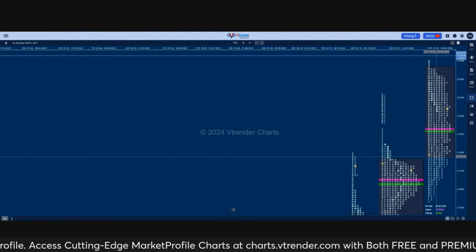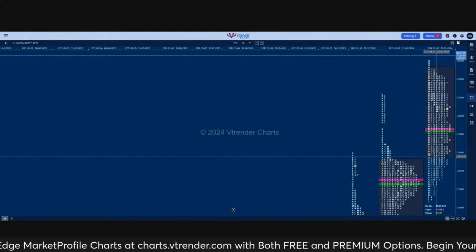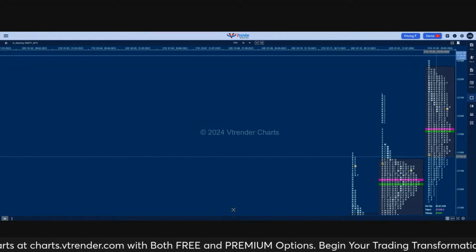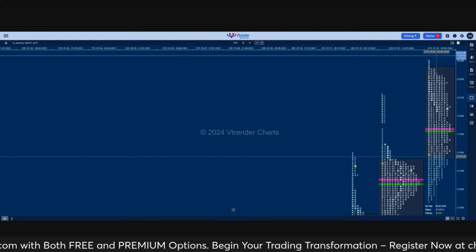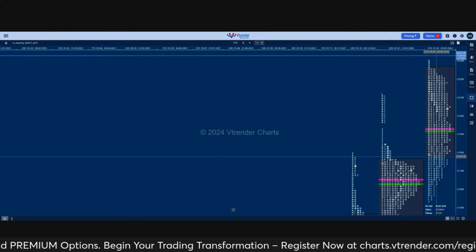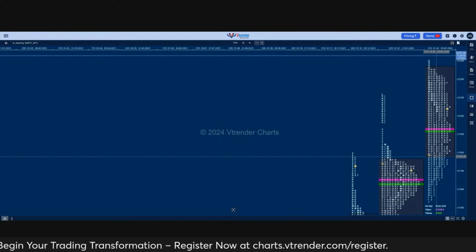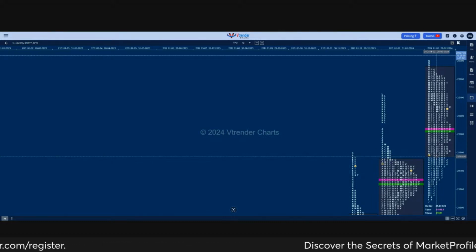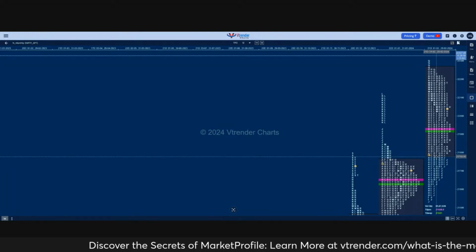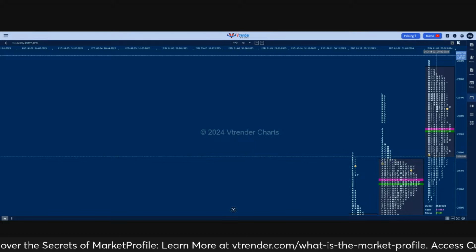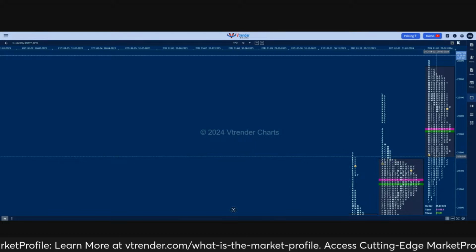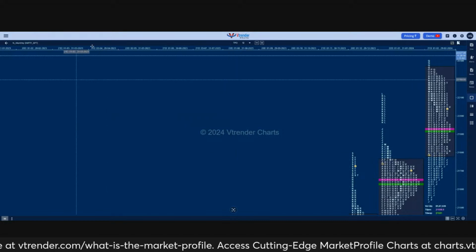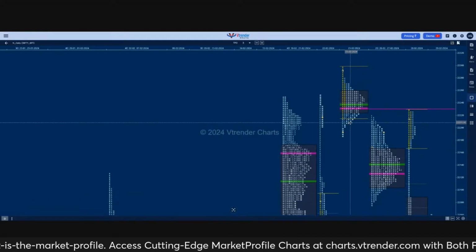So the POC of February came to 21,930. So 21,930 was the POC of the monthly profile, and the series VWAP of February was at 21,956. The reason both of them were together was because we formed a balance, and we also closed right there in the middle. So it was very clear that there is a very good chance of us getting a move away from this balance in March. So I'll just go to the daily chart and explain.